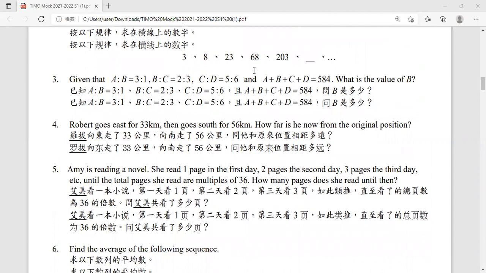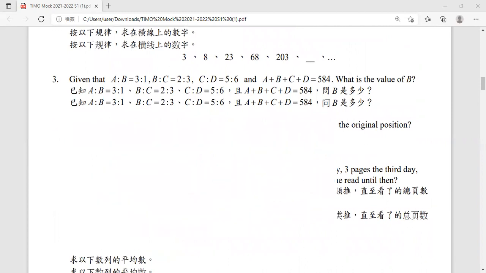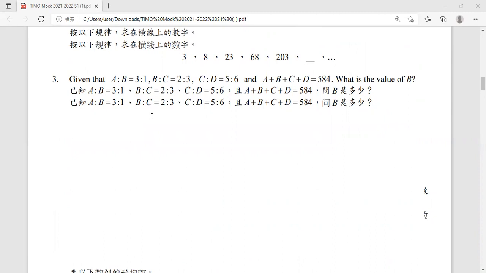Now let's see the next question. Now for this question, very good. Most of them got the answer. You have to find the ratio first. You have to find this ratio. First, find A to B to C to D, and then use some multiplication or something like that.